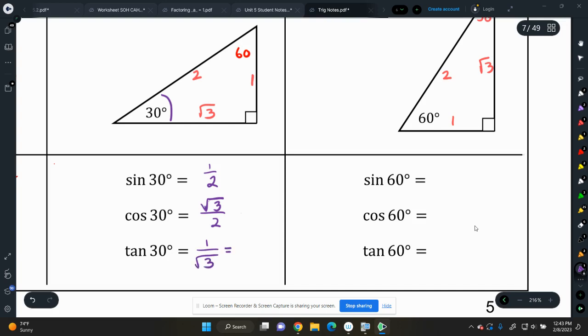Can't leave it like that. We've got to move and remove. So move and remove. Square root of 3 over 3. Okay. Now you'll notice that when you do the 60 degrees, sine of 60 degrees is the same thing as the cosine of 30 degrees. Cosine of 60 is the same as sine of 30, which is 1/2. Tangent of 60, so that's going to be the opposite over the adjacent, so it's just a square root of 3.